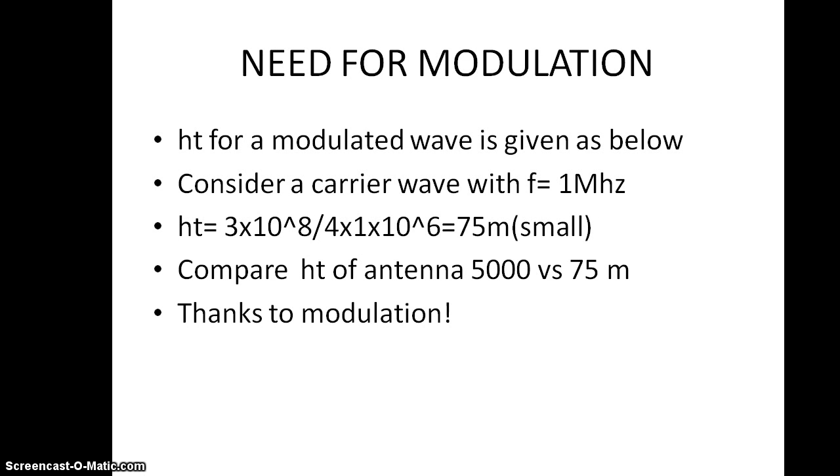Now we'll see what will happen if the same signal is modulated by a carrier wave. Consider the signal is modulated by a carrier wave whose frequency is 1 MHz. Apply f equal to 1 MHz in the formula. We get Ht, the height of the transmitting antenna, equal to 75 meter. Now compare the height of the antenna before and after modulation, and there is a huge and vast difference. It is from 5000 meter to 75 meter. So thanks to modulation. This is the importance of modulation.